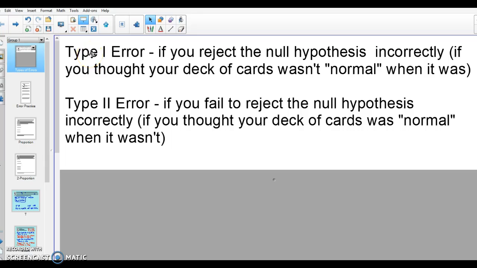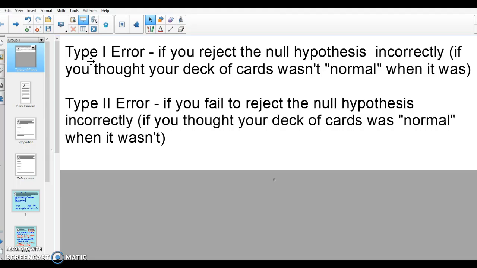A type 1 error is if I reject the null incorrectly. So if I decide that the null is incorrect when it really was correct. So if at the beginning of the chapter you thought your deck of cards wasn't normal when it actually was, maybe just your sample turned out to be a little more or less in favor of the reds.